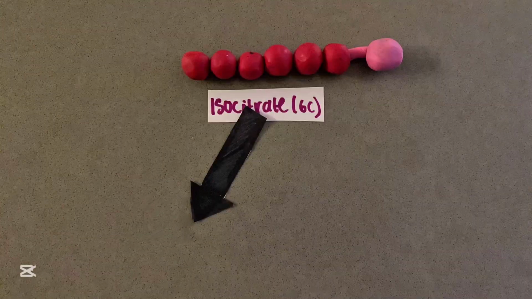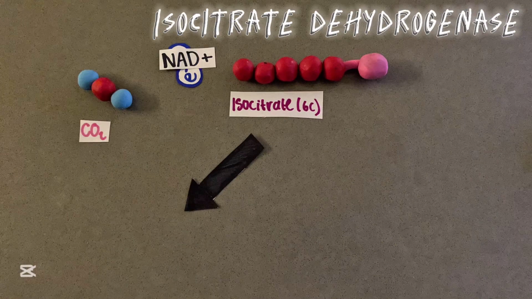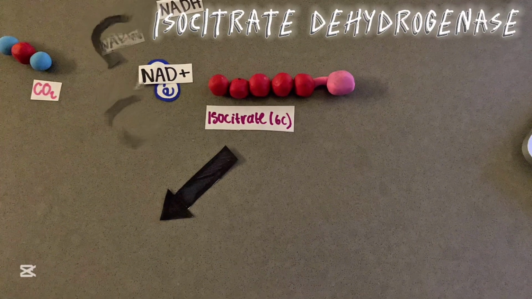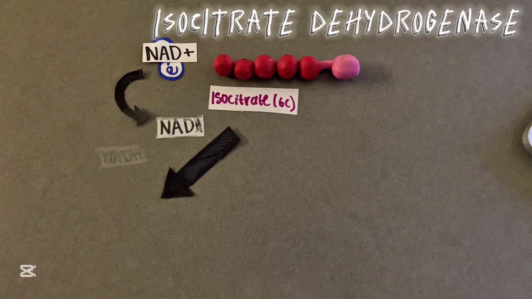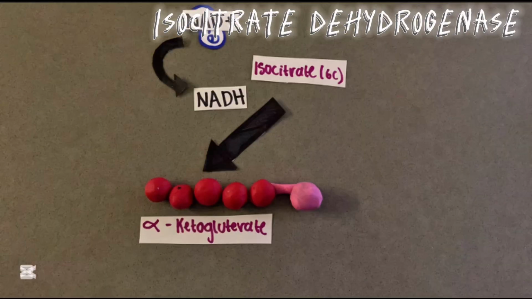Isocitrate gets oxidized through the enzyme isocitrate dehydrogenase to form alpha-ketoglutarate. In this process, a decarboxylation reaction occurs when carbon is lost in the form of CO2, making alpha-ketoglutarate a 5-carbon molecule. NAD+ gets reduced to NADH by accepting the high-energy electrons that were released.